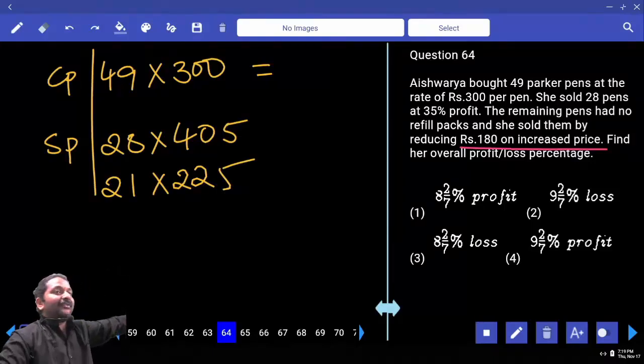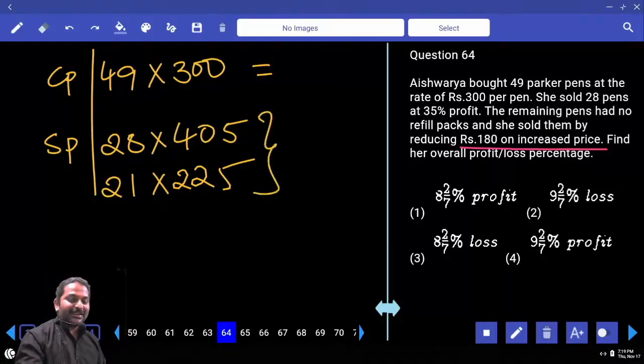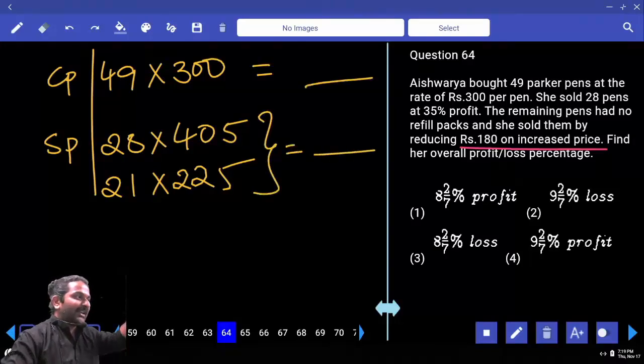225. First 28 pens were sold each at 405 rupees. Remaining 21 pens were sold each at 225. When you calculate this, you'll get total selling price and total cost price. Based on that, you can calculate profit percent or loss percent. Yes or no? Yes, sir. Will it take time or not? Yes, sir. There comes another method.